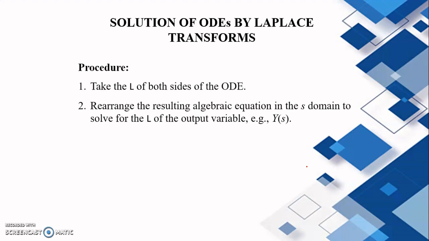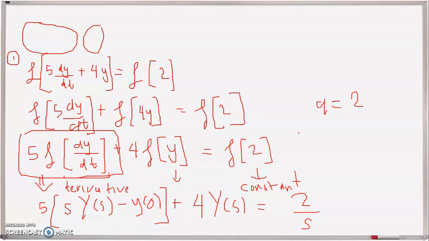The second step is to rearrange the resulting algebraic equation in the S domain to solve for the Laplace of the output variable, for example, Y(s). So make the equation into Y(s). So what you will do is rearrange this equation.